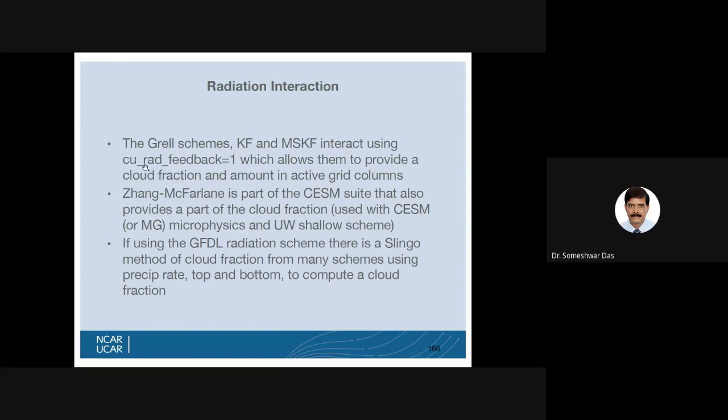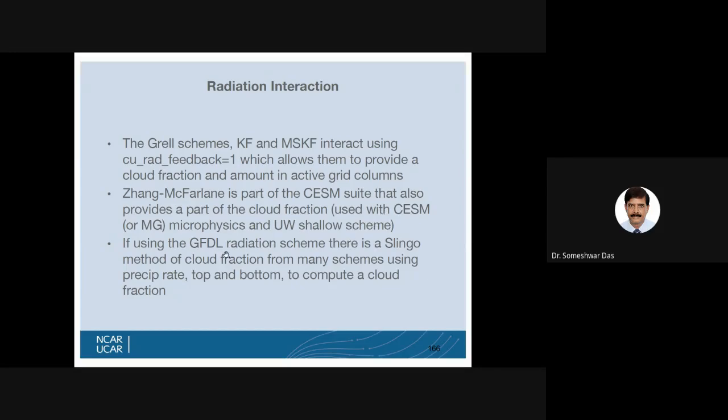If you are using the cu_rad_feedback equal to 1, then these schemes, Grell scheme, KF scheme, etc., will allow you to calculate the cloud fraction, and the amount in active grid clouds, wherever the clouds are there or convection occurs. The Zhang-McFarlane is part of the CESM, the convective ensemble model suite, that also provides a part of the cloud fraction used with CESM or MG microphysics and UW's allowed scheme.